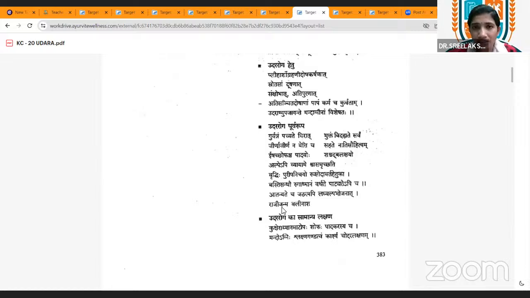So you can imagine a person with a distended abdomen, and of course he is having Mandagni. Whenever the abdomen is distended, there is a chance of Mandagni, and also he is having edema on his hands and foot. But his body is very lean, and he is Krisha.